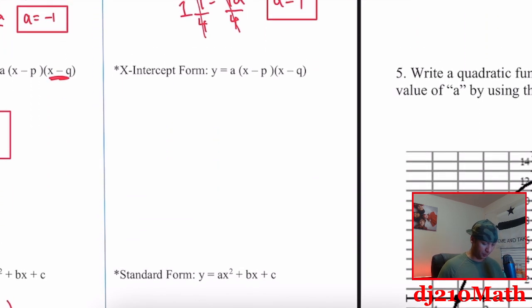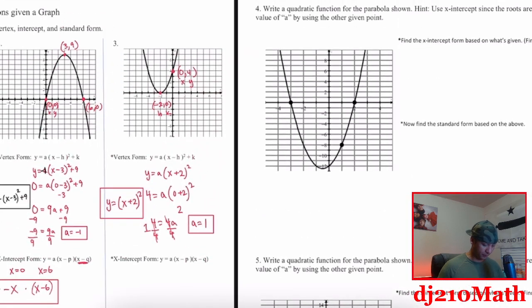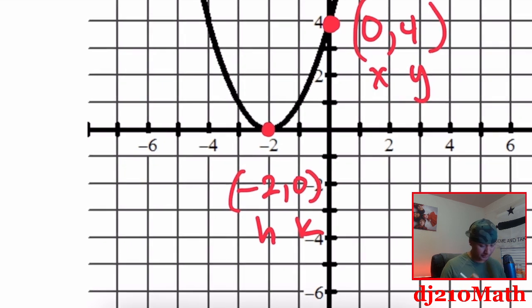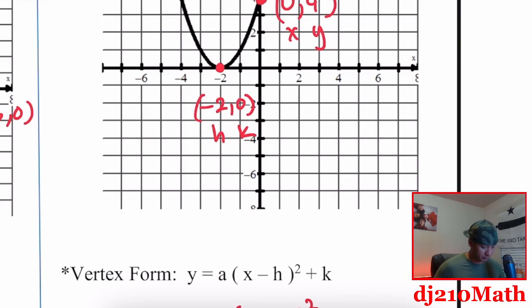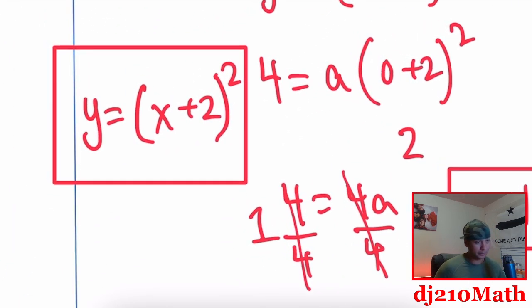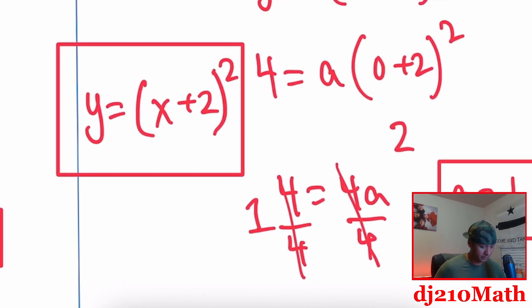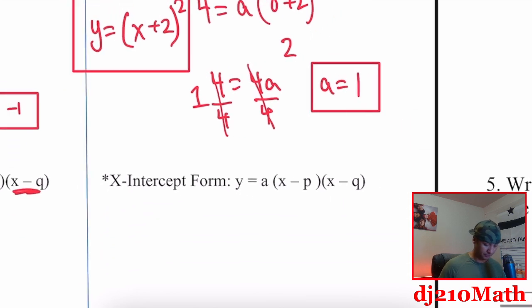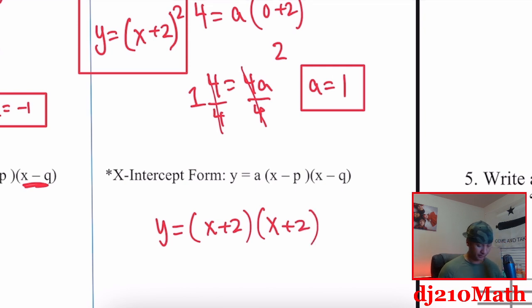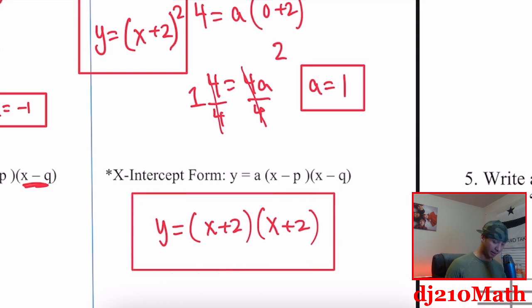Okay, x-intercept form. Well, there's only one x-intercept, which we'll talk about later. So right now, we can actually use the vertex form because the x plus 2 is being squared. That means I need 2 of them. So y is equal to x plus 2 times x plus 2, and a is 1, obviously. So we're done. It's kind of nice when that happens.